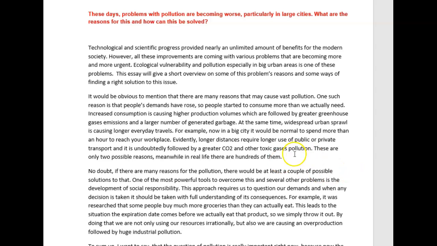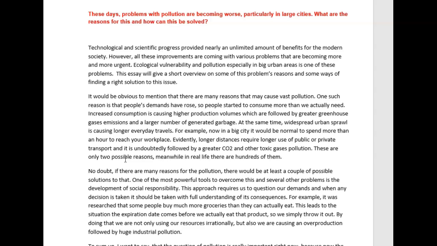What you could have said here instead, if you're trying to wrap up this paragraph, which is always a good idea, you could have said, well, you don't even say these are only two. So you could have said these are among the causes of pollution. Okay? All right, so let's move on.